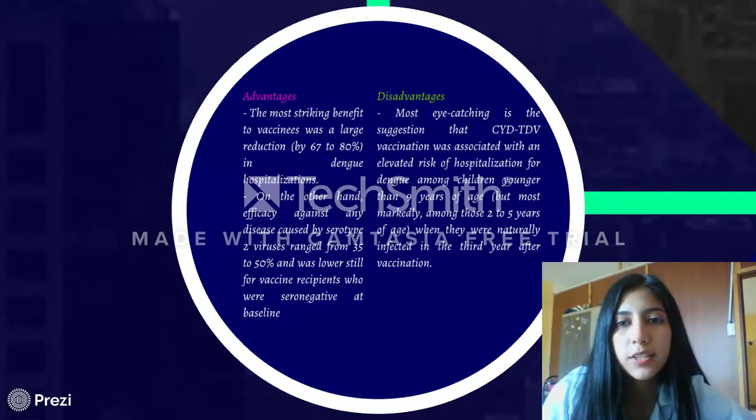Disadvantage: most eye-catching is the suggestion that CYD-TDV vaccination was associated with an elevated risk of hospitalization for dengue among children younger than 9 years of age, but most frequently among just 2 to 5 years of age, when they were naturally infected in the third year after vaccination.